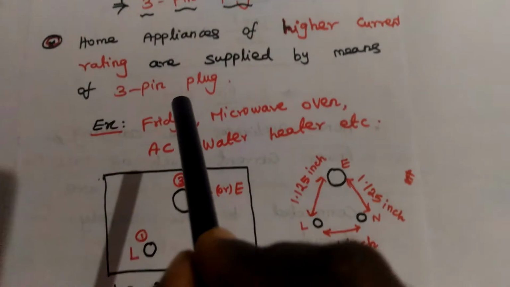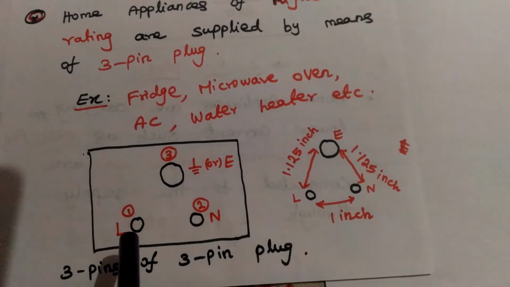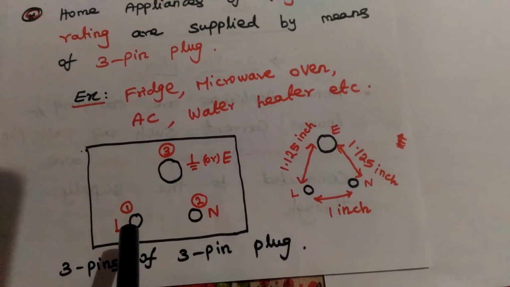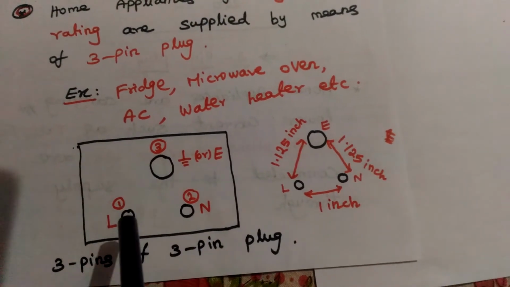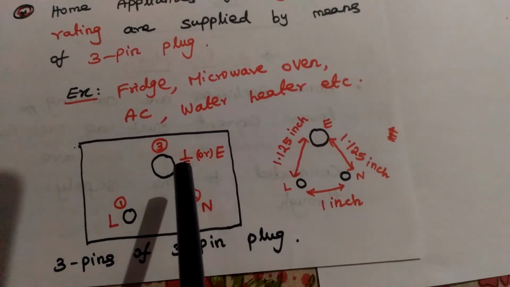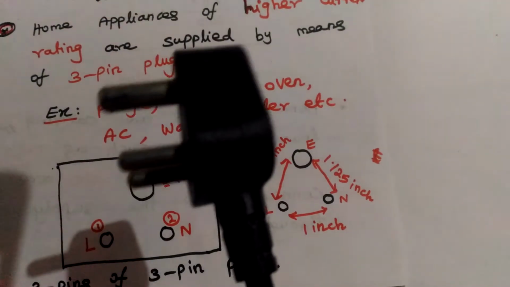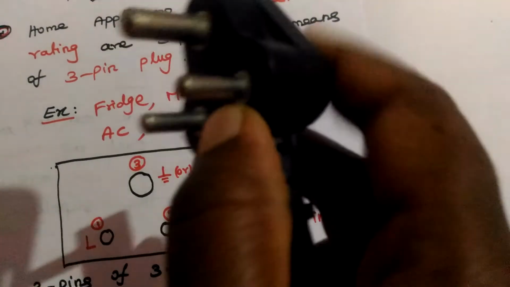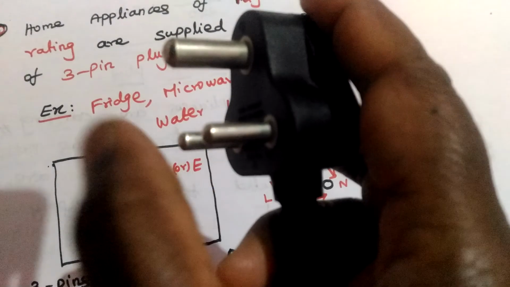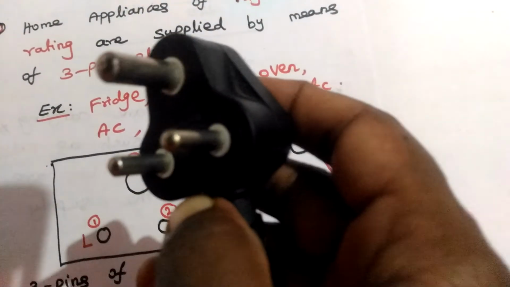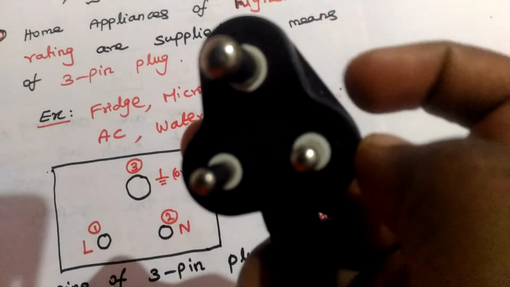What pins are available in the 3-pin plug? There are 3 pins available: phase or line, neutral, and earth. The first pin is the phase or line, the second one is the neutral pin, and the third one is the earth pin. The indications L, N, E or the ground symbol are available on the 3-pin plug itself. So this is the 3-pin plug. Here we have seen this is the earth point, this is the phase, and this is the neutral. On the plug itself we can see the L, N and ground indications.